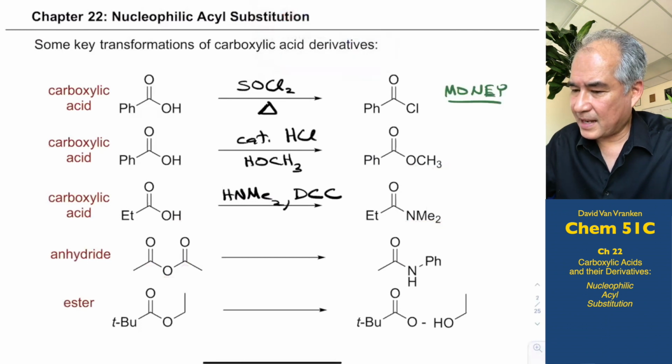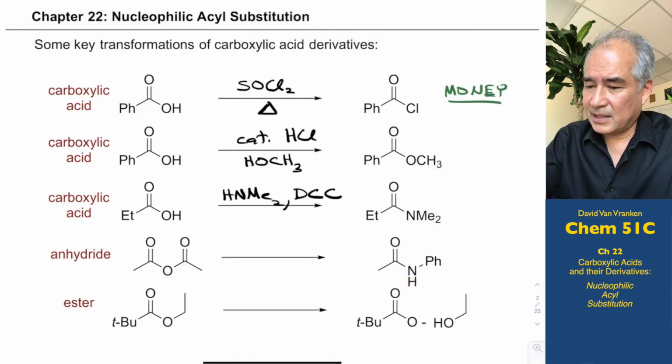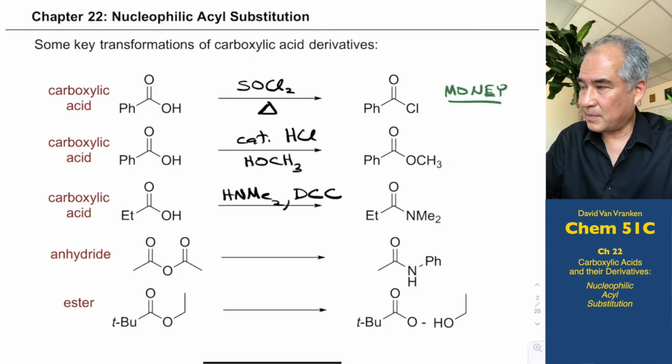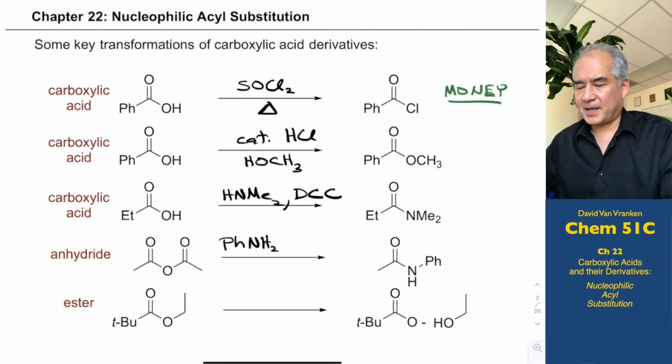Okay, we need to make a phenylamide, an amide out of aniline. So the amine that we need to add here as our starting material is going to be aniline. This time I'll kind of write it with the phenyl first. It just feels more natural to me.